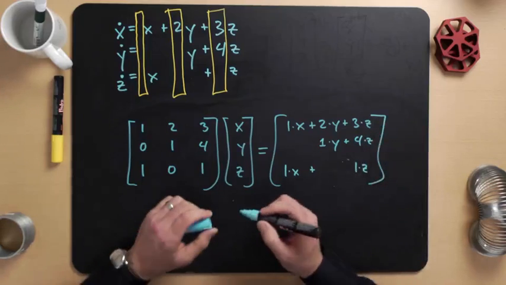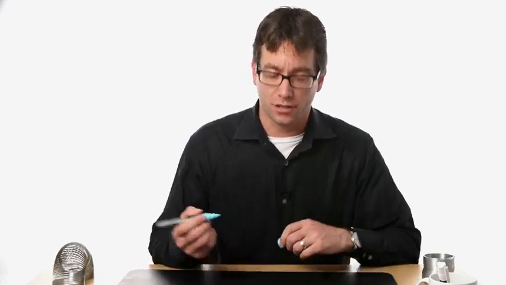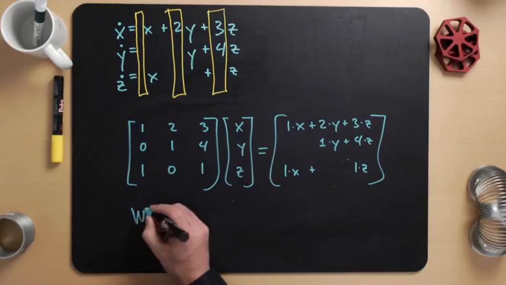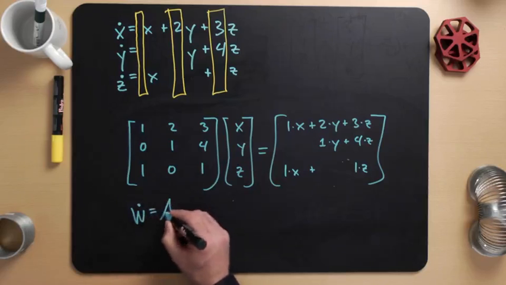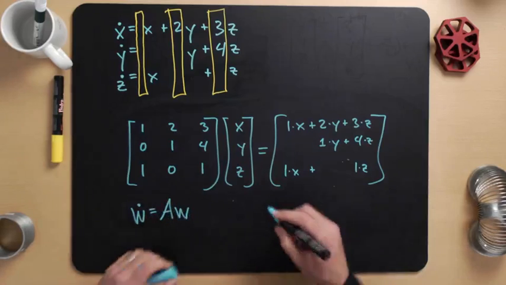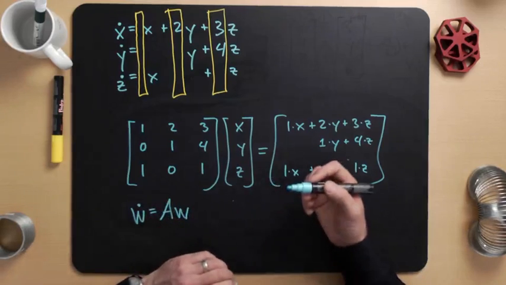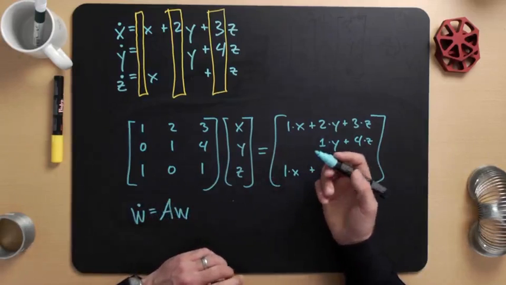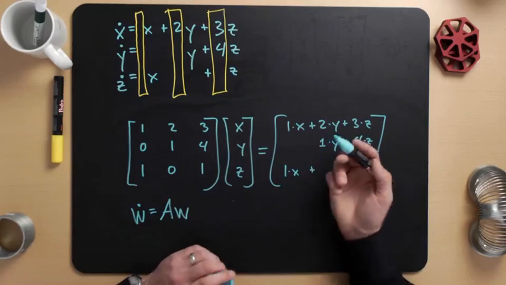in the third row. This has important consequences because now I can rewrite the differential equation as W dot is equal to AW. This is exactly the same equation as the one I started with, but with a different notation being used. Now, how is this useful?